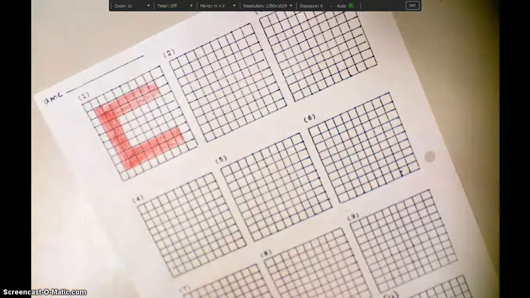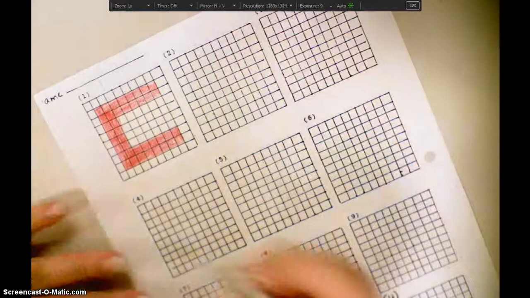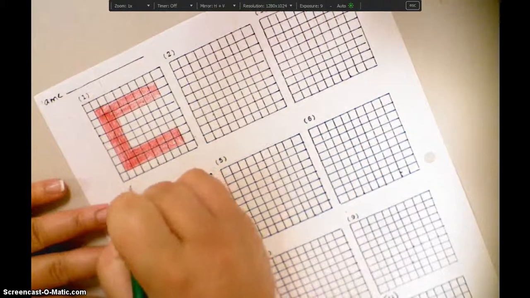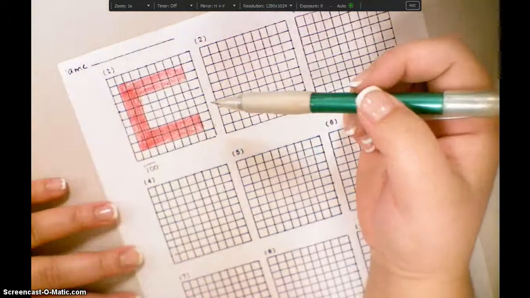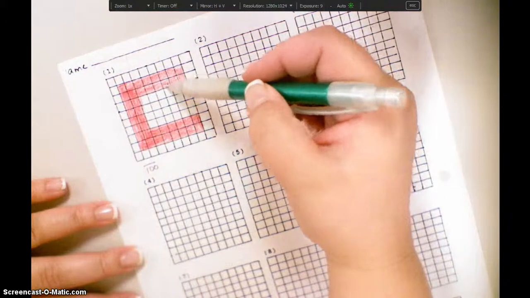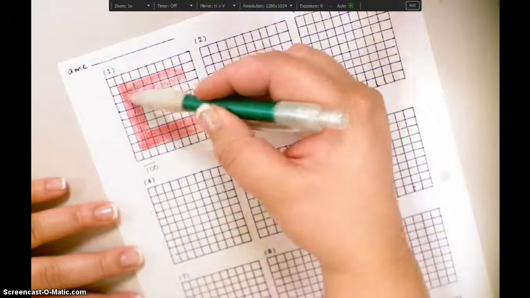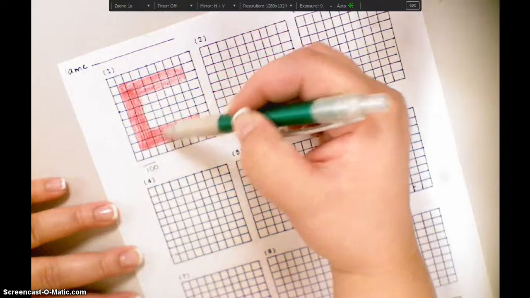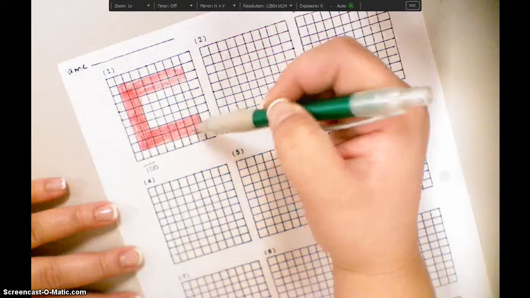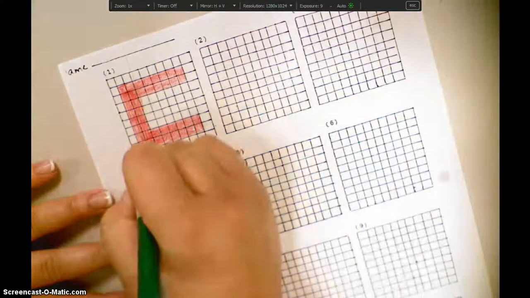Okay, so once that's been colored, now we're going to do the fraction, decimal, and percent conversions. This is a 100 grid, so obviously my denominator is going to be 100. And I'm going to count how many boxes out of the 100 are full. I counted 40 out of 100.